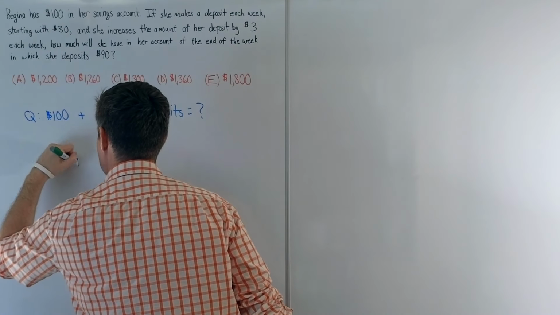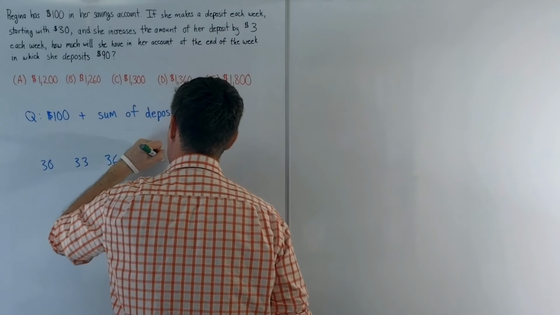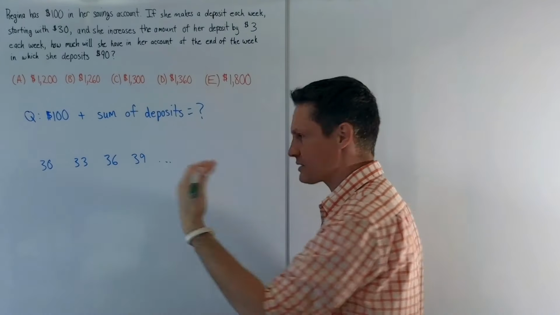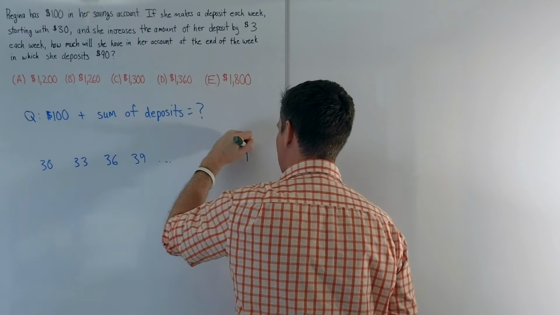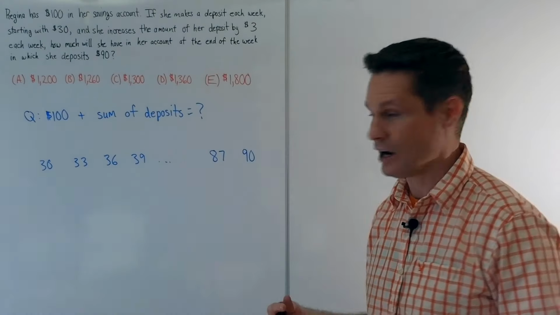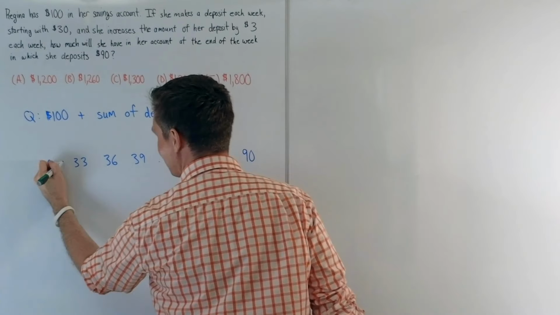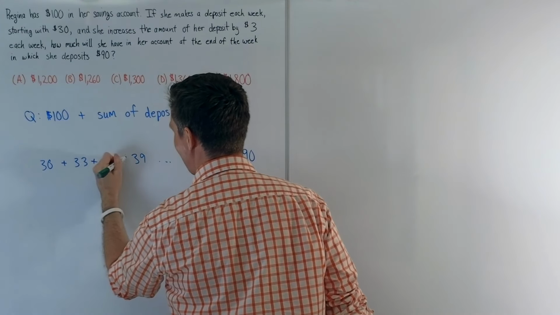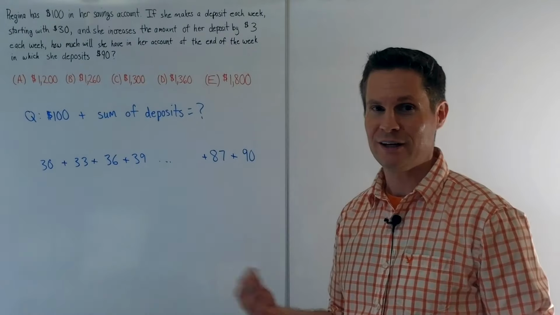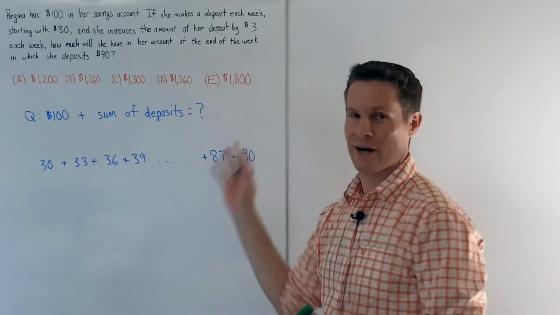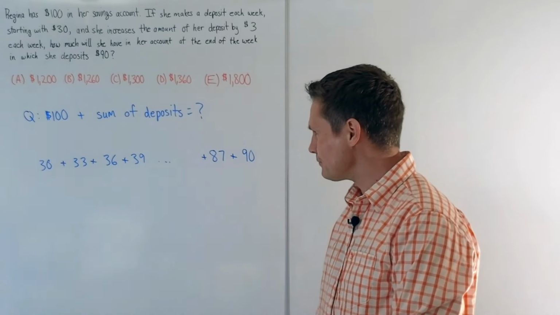And we could represent sort of what we're dealing with here just by writing out the amounts of the deposits to start with. We've got 30, 33, 36, 39, etc. And then we get all the way down to the final two deposits of $87 and $90. And so, boy, we don't really want to go through the laborious process of adding all of these numbers up. So do we have a workaround to more quickly get to that total?